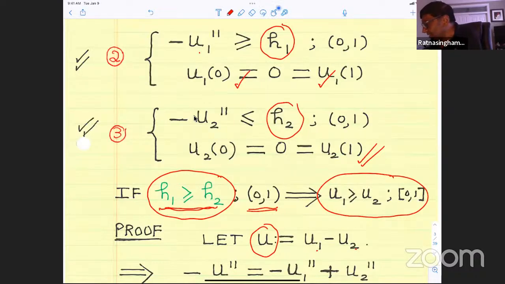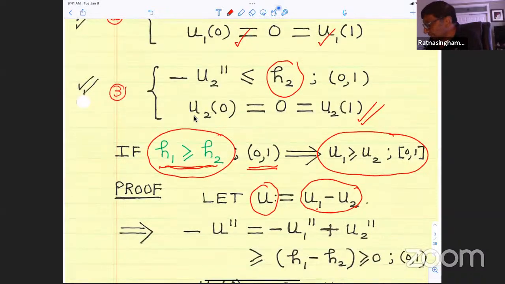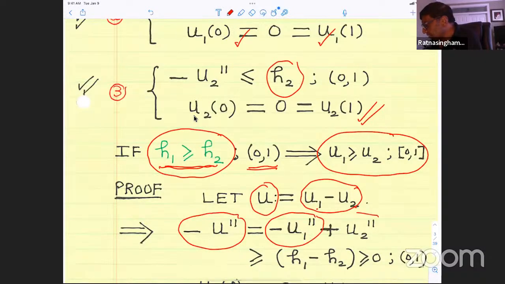If they want to show that u1 is greater or equal to u2, then define u1 minus u2 as u and see whether it can satisfy some sort of a maximum principle. So if I take u to be u1 minus u2, then one can easily see that minus u double prime is minus u1 double prime plus, because of the minus there, u2 double prime. So the minus u1 double prime is greater or equal to h1, whereas minus u2 double prime is less than or equal to h2. So u2 double prime has to be greater or equal to minus h2. So one can easily come up with this inequality.